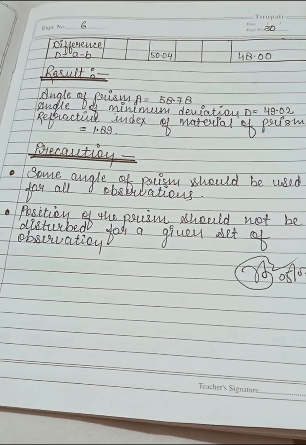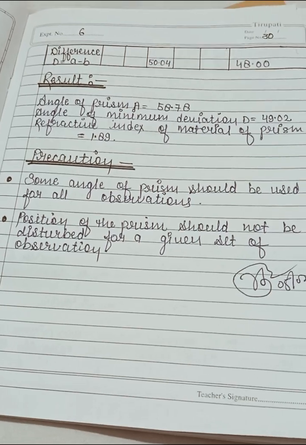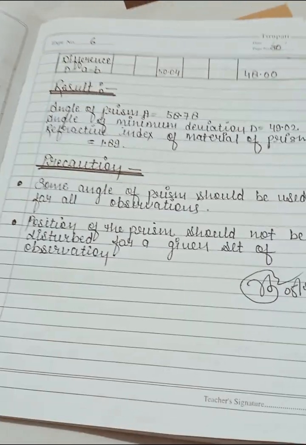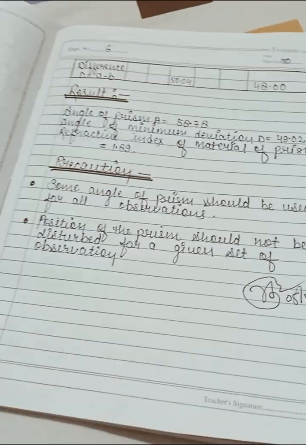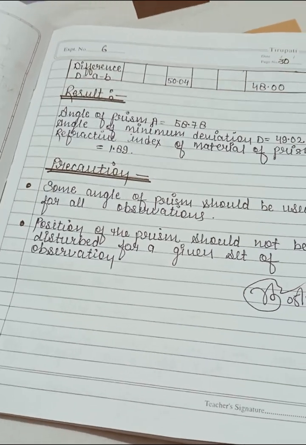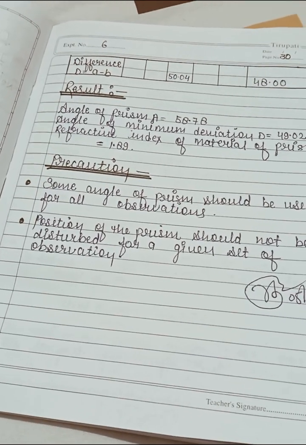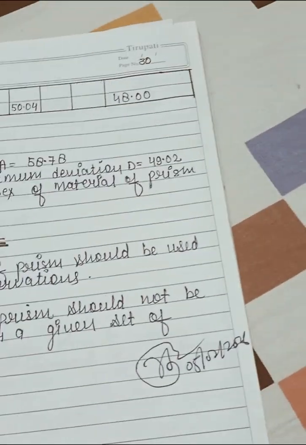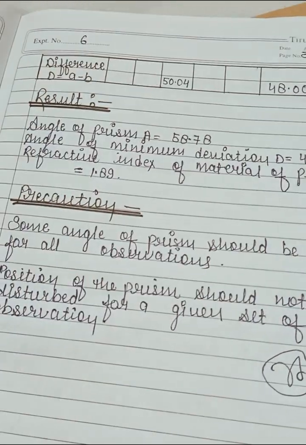Result: the refractive index of the material of the given prism for sodium light is found to be 1.89. Angle of prism A is equal to 58.78. Angle of minimum deviation D is equal to 49.02.